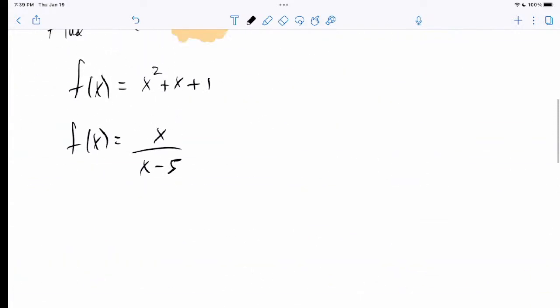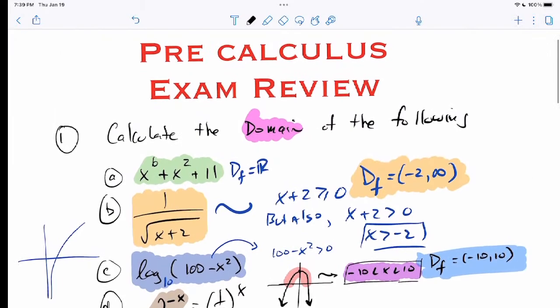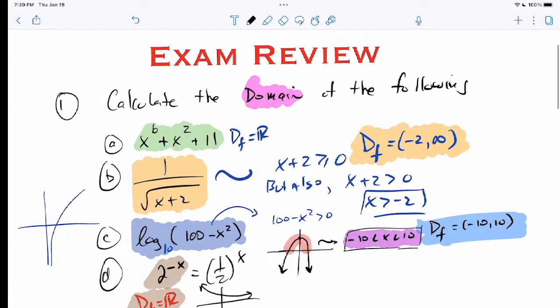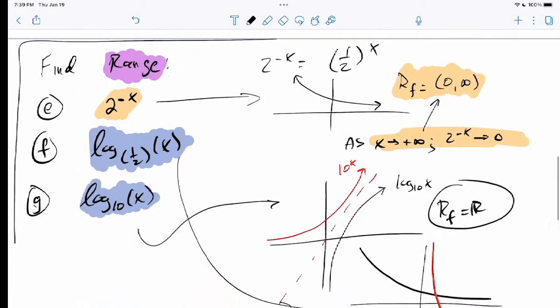Okay, so we have some examples here of domain. I've given you 4 examples of just various domains to calculate. You have some ranges here as well to do, so make sure you're aware of that for the exam.